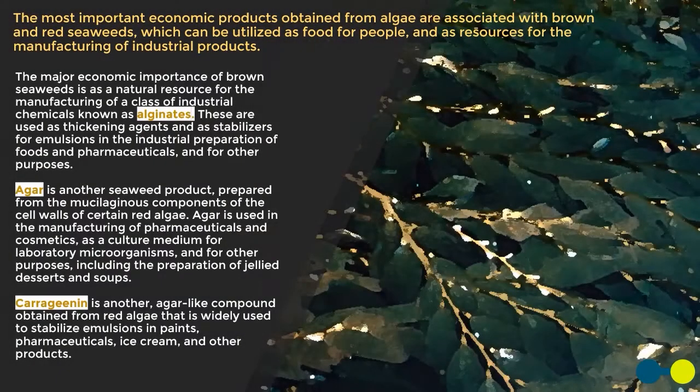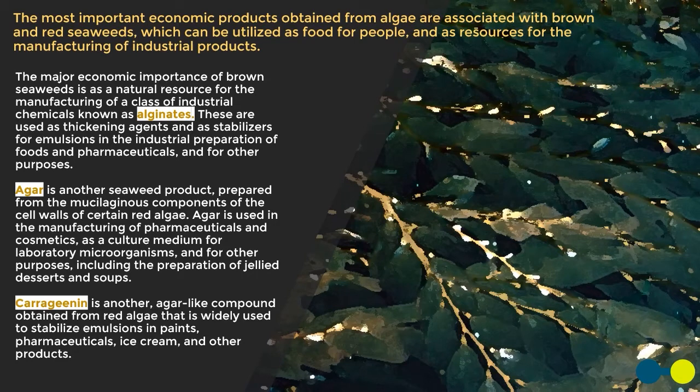The major economic importance of brown seaweeds is as a natural resource for the manufacturing of a class of industrial chemicals known as alginates. These are used as thickening agents and as stabilizers for emulsions in the industrial preparation of foods and pharmaceuticals, and for other purposes.